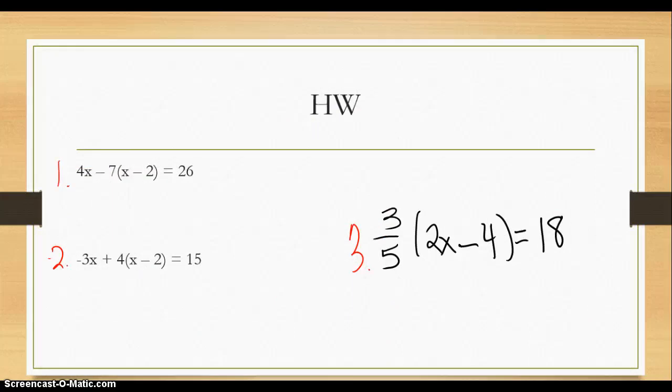So here's your homework problems. So 4x minus 7 parentheses x minus 2, end of parentheses equals 26. Number 2 is negative 3x plus 4 parentheses x minus 2 equals 15. Then number 3, fraction 3 over 5 parentheses 2x minus 4, end of parentheses equals 18.